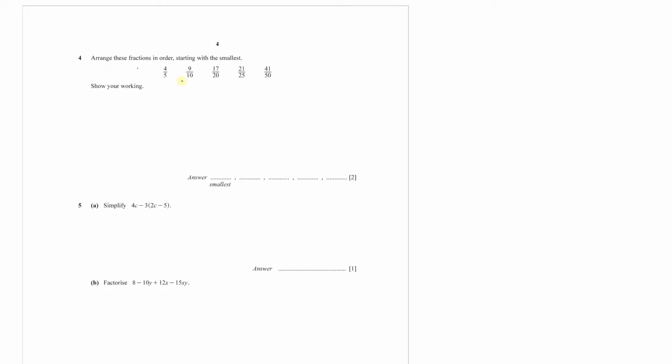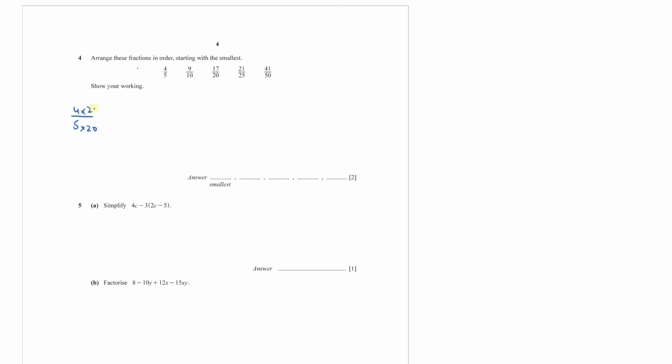So I think making the denominator value the same would be easier rather than doing all these divisions and converting them into decimals. So if I make all the denominators 100, that means for this value 4 by 5, I will multiply 5 by 20.